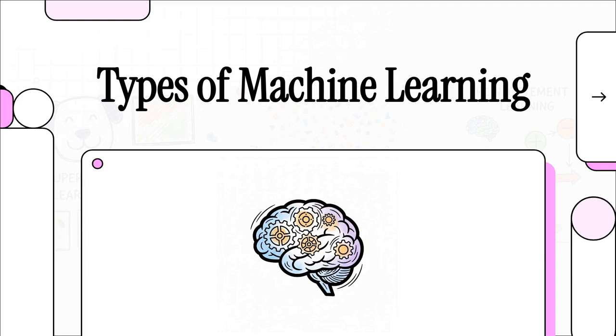Hey everyone, and welcome. Today we're going to talk about something that's basically running the world behind the scenes, machine learning. We're going to break down the three big ways we teach computers to think, to learn, and to make decisions. And we're going to do it fast.